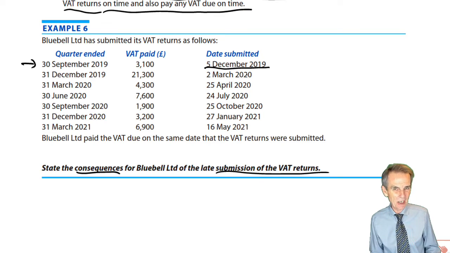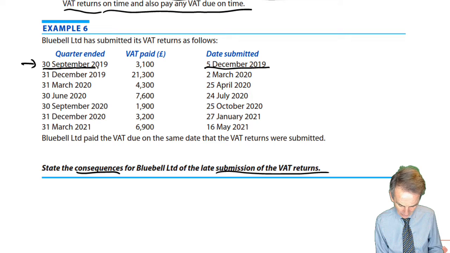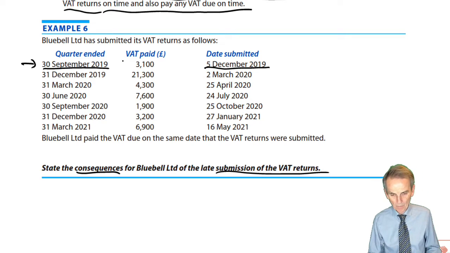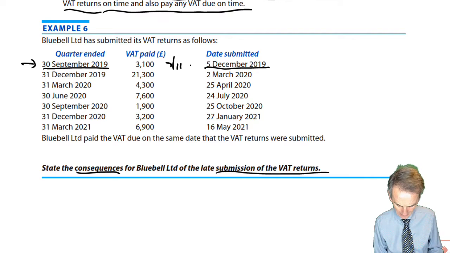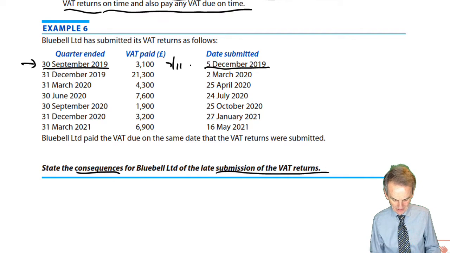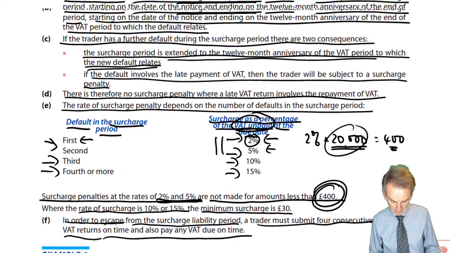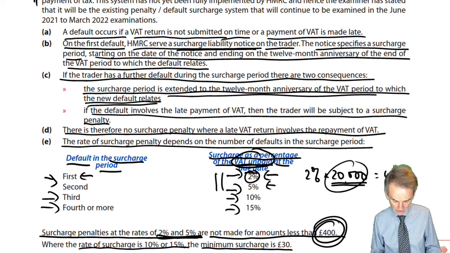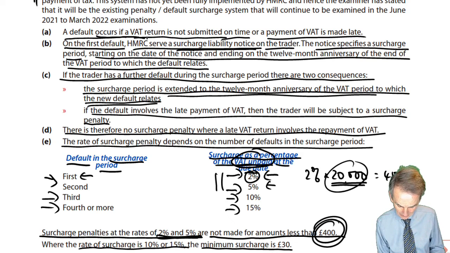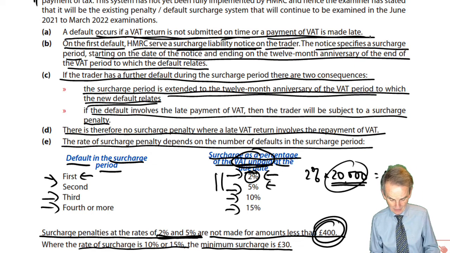Well, is that okay? No, it isn't. Quarter ended 30th of September 19, the deadline is 1 month and 7 days after the end of that return period. That would have been the 7th of November. So in which case, because we didn't submit or pay until the 5th of December, we will therefore have committed a default. What will now happen? Going back to our notes, a default occurs if a VAT return is not submitted on time or a payment of VAT is made late.